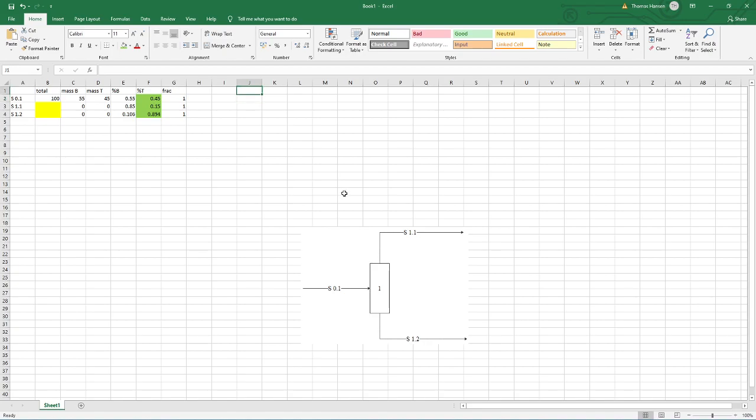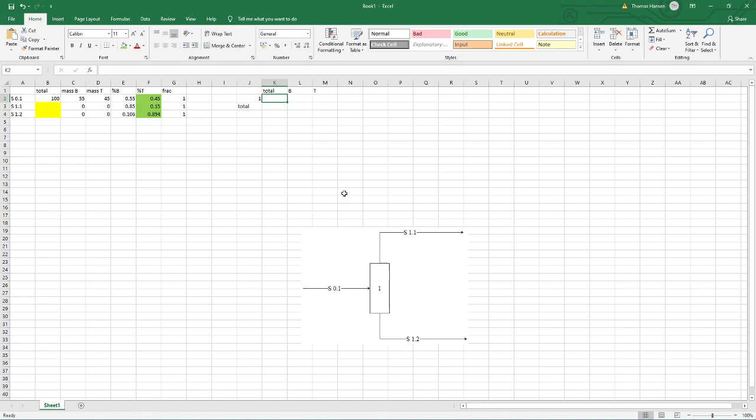In this case, again, it's fairly simple because it is a small system, but we can set up a total mass balance, a benzene mass balance, and a toluene mass balance. We can set up a balance for our first unit operation and for our entire system.